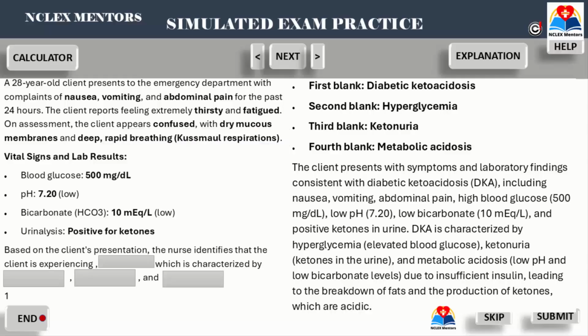In short, diabetic ketoacidosis, DKA, is the condition. It's characterized by hyperglycemia, ketonuria, and metabolic acidosis. This is a medical emergency, and recognizing those warning signs, confusion, dehydration, Kussmaul breathing, and high blood sugar, can be life-saving. Now here's a takeaway tip. If you see a patient with high blood glucose, low pH, and positive ketones, think DKA right away.